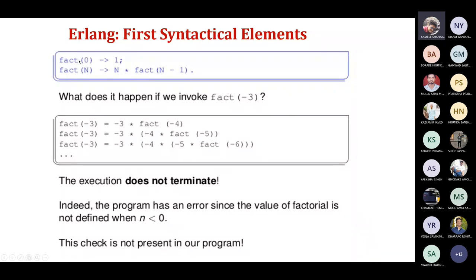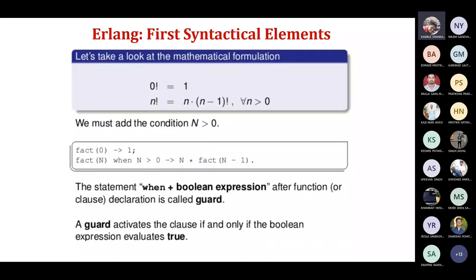So only these two clauses are not going to take care of all the positive and negative values of n. This program has an error since the value of factorial is not defined for n less than 0. This check is not present in our program, so we need to add it. How to do that? Let's look at the mathematical formulation once again. This is what we had written. So we must add the condition for n greater than 0. So factorial of n when n is greater than 0 is going to be this.